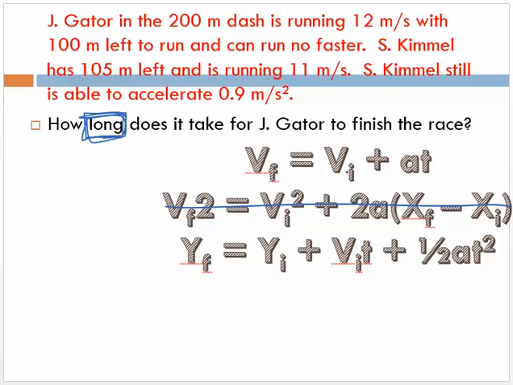So his initial speed is going to be his final speed. There's not going to be a change in speed here. This isn't about a change in speed. So what I'm left with is this bottom equation. Let's go ahead and make this chart.